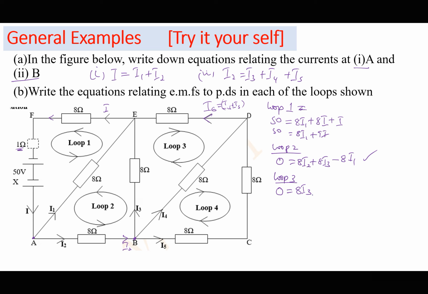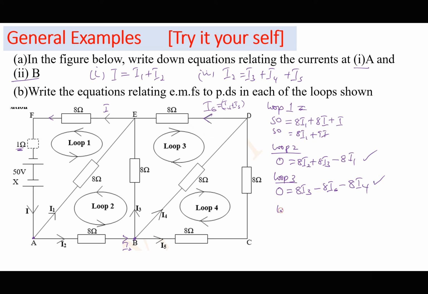So 0 equals 8 I3. From E to D, the current is in the opposite direction, so it is going to be minus 8 I6. Then from D to B, the current is in the opposite direction, so I'll say minus 8 I4. As long as the current is in the opposite direction to the direction of movement around the circuit, the PD is negative. So this will be the equation for loop 3.